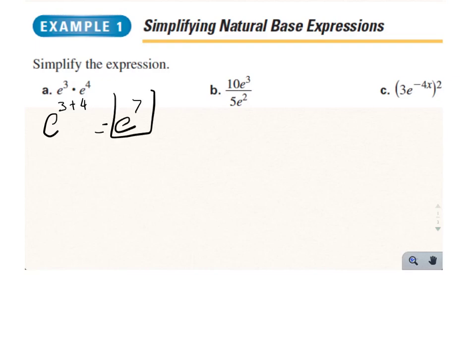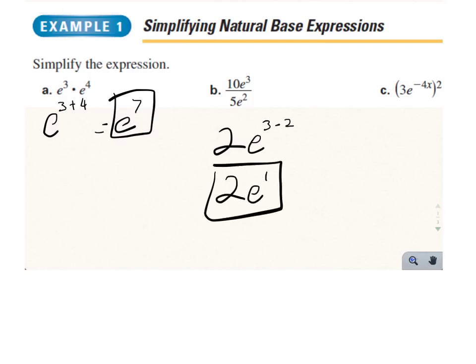Here we have 10e to the third over 5e squared. So what we have is 2e to the 3 minus 2, or just 2e to the first. Then over here we have 3 to the first, e to the negative 4x, all squared. So 3 to the first squared becomes 9, and e to the negative 4x becomes e to the negative 8x, because you multiply exponents when you have an exponent raised to an exponent. Okay?